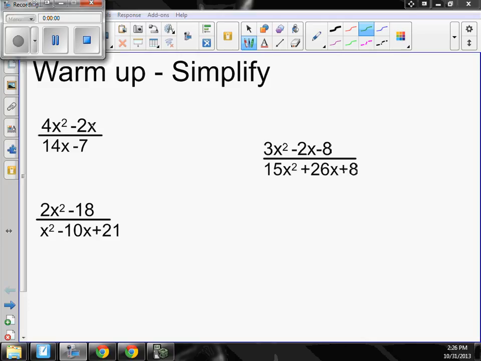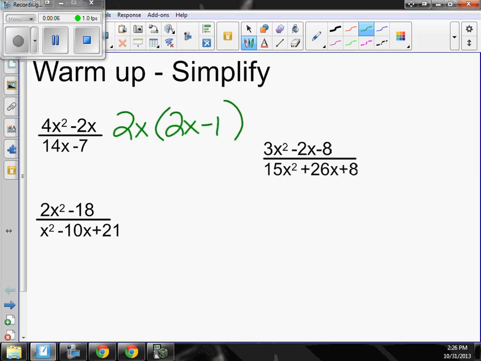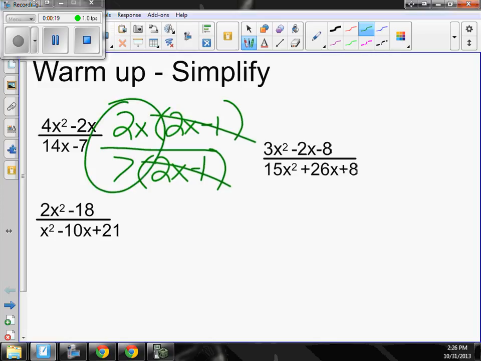All right, so for the first one, I'm going to pull out a 2x, and I have a 2x minus 1 left over. On the bottom, I'm going to pull out a 7, and I have a 2x minus 1. Can I cancel anything? 2x minus 1, so my answer is 2x over 7. If there were more factors, then you'd have to combine them once again, but in this case, it doesn't need it.